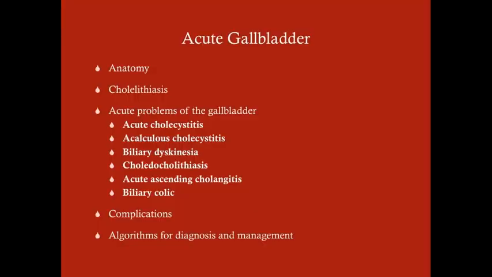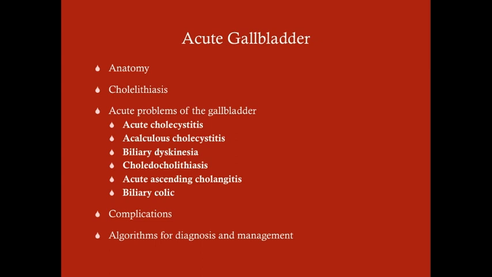Alright, so with that, we will talk about the anatomy of the gallbladder, which is pretty straightforward. We'll talk about the stones that can form, and then some of the acute problems of the gallbladder. There's 6 of them, and they're very important to differentiate because while the names sound the same, they are very different diseases. We'll talk about the 3 big complications that can come out of really any of these first 5, and then some algorithms to sort this out in your mind and figure out how you're going to approach a patient with right upper quadrant pain.